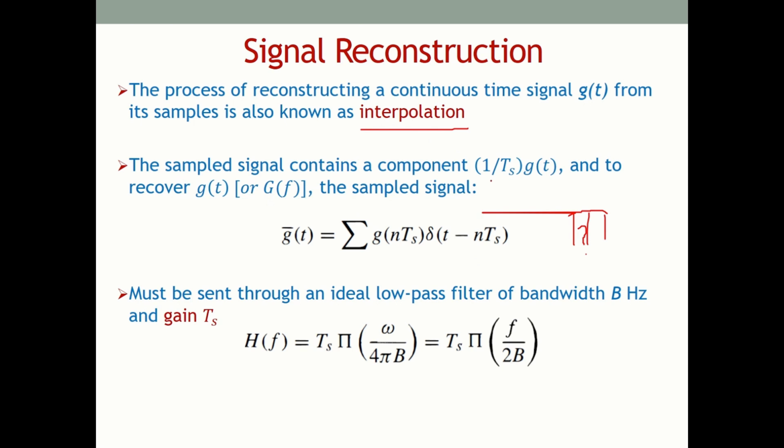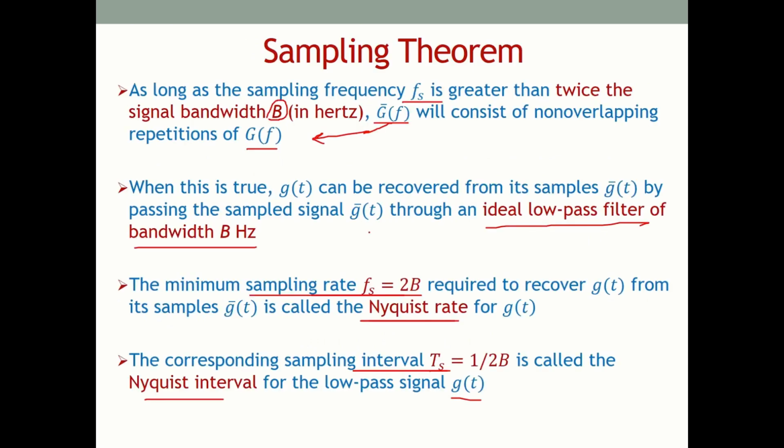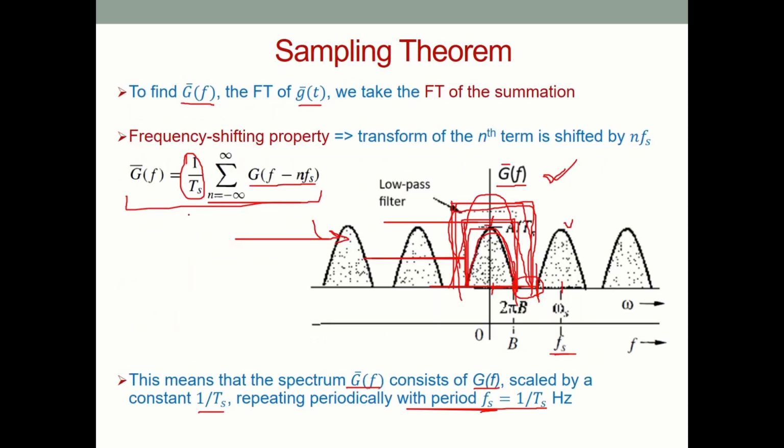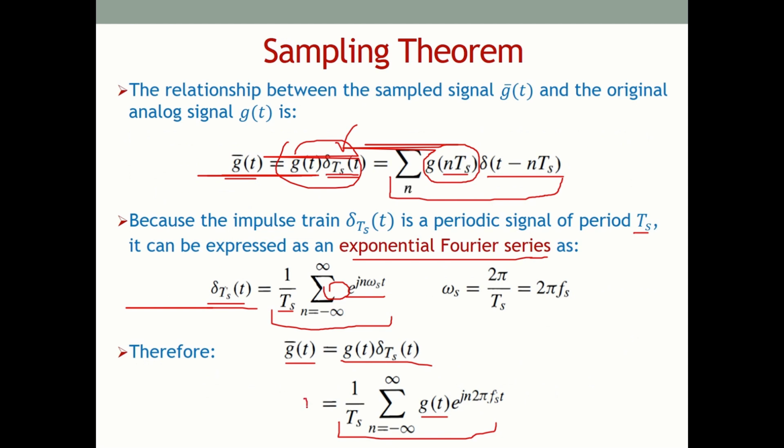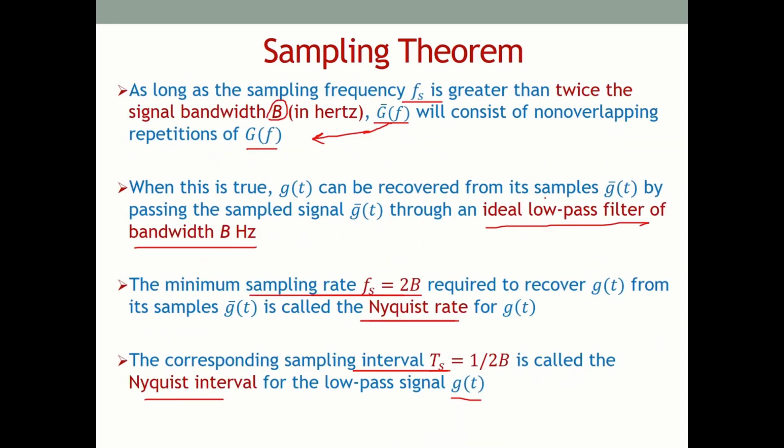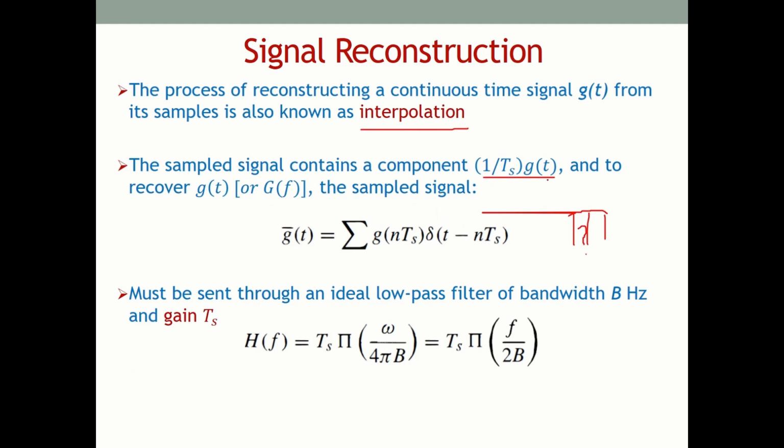The sampled signal contains the component 1 over Ts g(t). So let's look at the sampled signal. This is the sampled signal. You can see it has this component 1 over Ts, and it has this g(t) as well. So that is why it says 1 over Ts g(t).